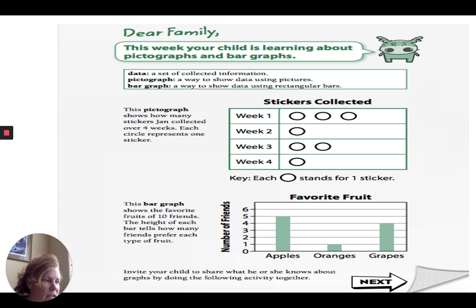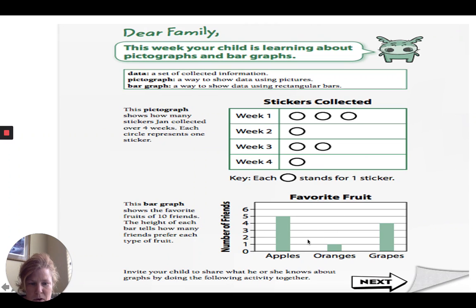So this is our page, this is what's in your packet or should be in your packet. Sorry, just give me 1 second. I've got to watch the time. And this tells us our vocabulary. Data is a set of collected information, so that's the information that we're going to use. That's our data. A pictograph, we can call it picture graph, but pictograph is a way to show data using pictures, and a bar graph is a way to show data using rectangular bars.